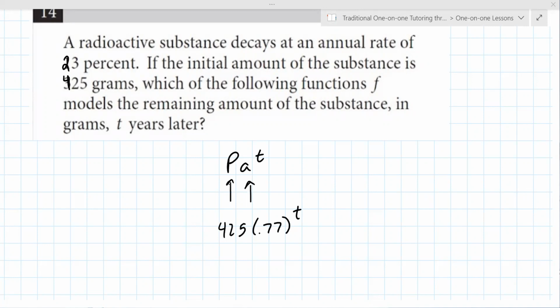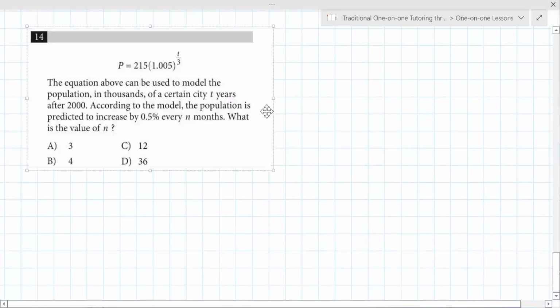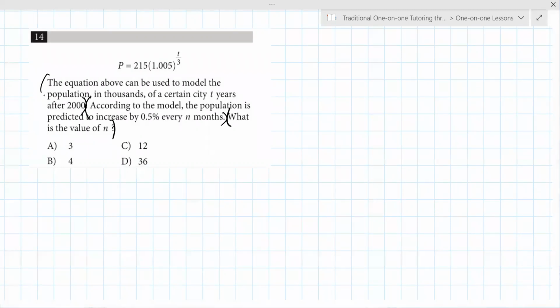Okay. Let's look at this next one here. It says the equation above can be used to model the population in thousands of a certain city 2 years after 2000. So notice that if you read it from the beginning, sometimes you don't have to. If you go right to what is the value of n, maybe you don't know anything, but then you can go back to the previous sentence and then go back to the first sentence. But you'll find there's a lot of extra information. You'll also find sometimes you got to read it through twice.